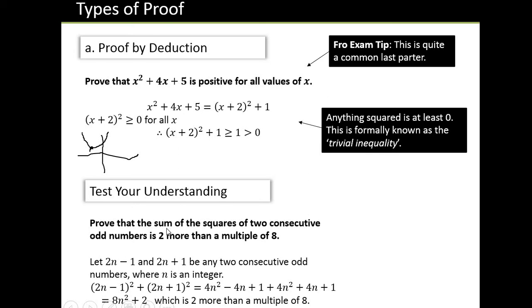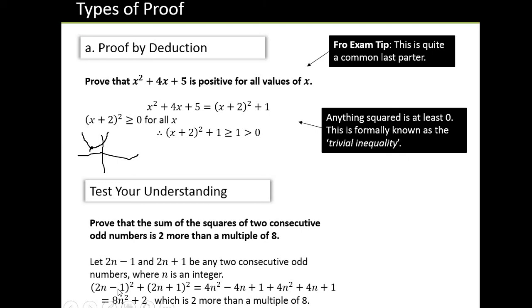Okay, and then the sum of the squares, so I'm going to square this one, 4n squared, take 4n, add 1, and then square this one, 4n squared, add 4n, add 1. And I want the sum of those, so I'm going to add these together. Well, that will make 8n squared. These 4n's will cancel, so I've got 8n squared, add 2.